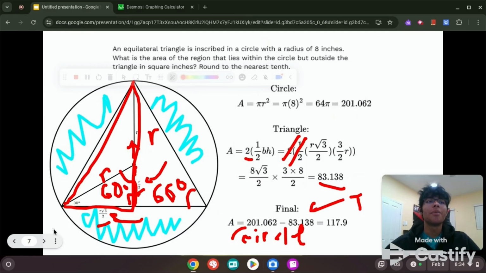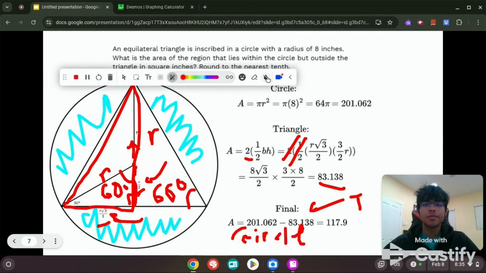Okay, this is probably the hardest one on here because it comes across as, what do I even do here? But I guess the strategy is to draw lines, break it down as much as you can, and look for something special. In this case, what saved us here was the 30, 60, 90 triangle. Okay, let's move on to the next one.